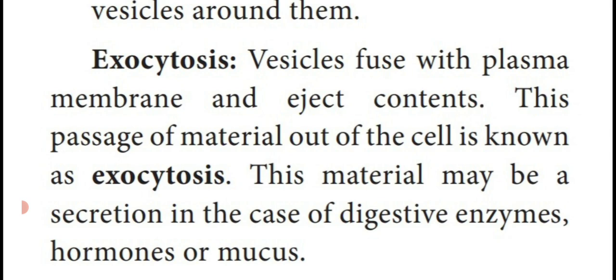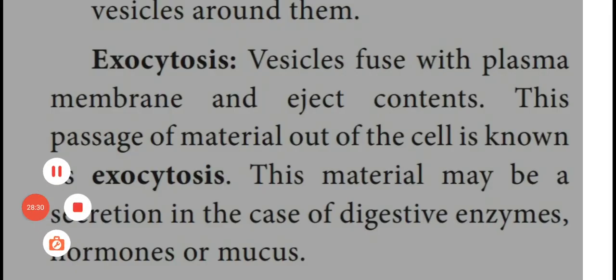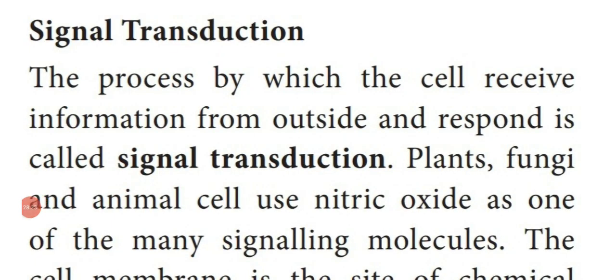So this passage material may be secretion in the case of digestive enzymes, hormones or mucus. So the materials are made up of digestive enzymes or hormones or mucus. So this is said to be different types of cell transport: endocytosis, exocytosis. The endocytosis again divided into phagocytosis and pinocytosis.